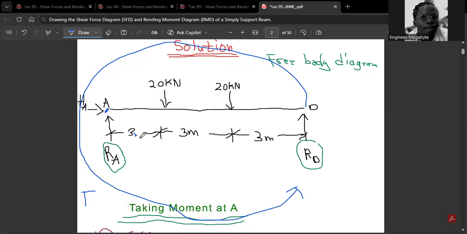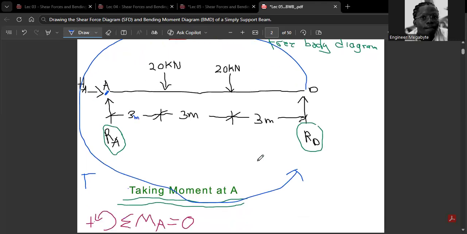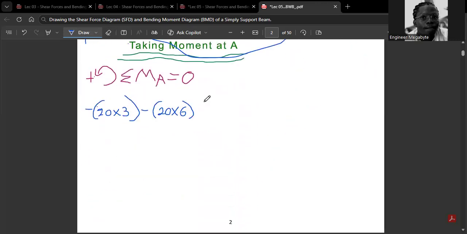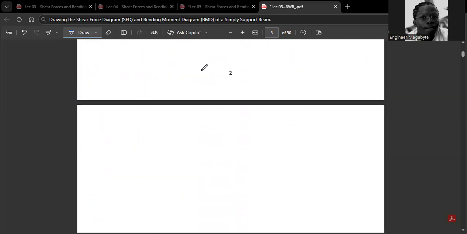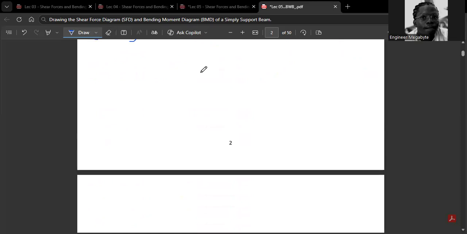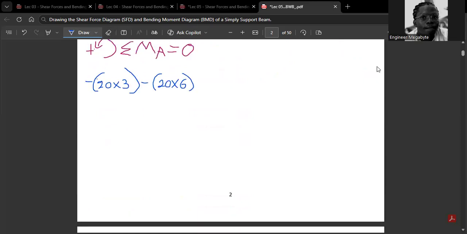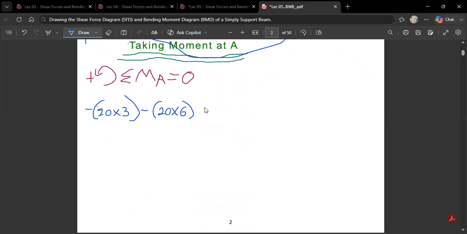9. Okay. So RD times 9, reaction at D times 9. So this becomes positive. You see? Very good. So positive reaction at D times 9. Then from here you can equate everything to 0.